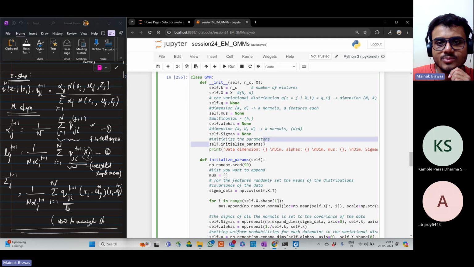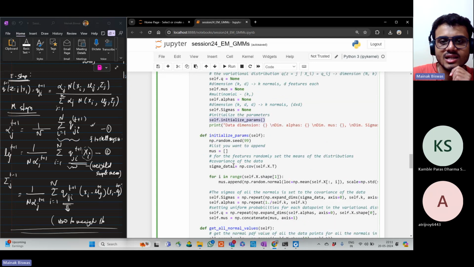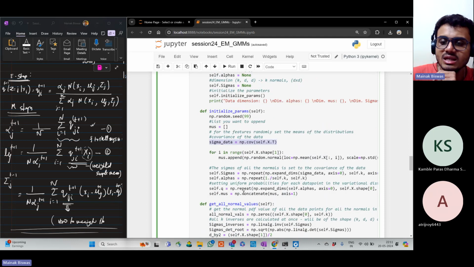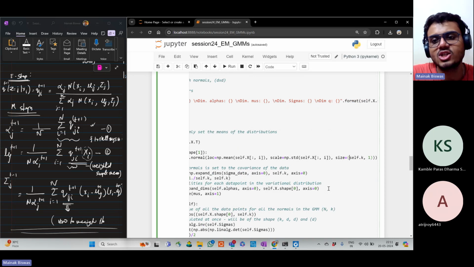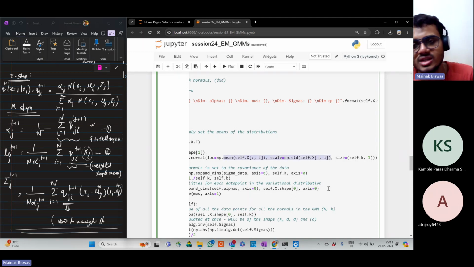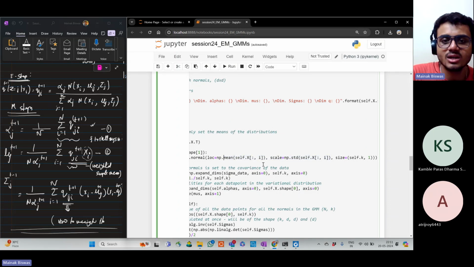So first, when I get the object, I initialize these parameters. I initialize the sigmas by setting them equal to the covariance of the data. And for the means, what do I do? I sample from a normal distribution, using each feature's mean and standard deviation, to sample the means of the clusters.